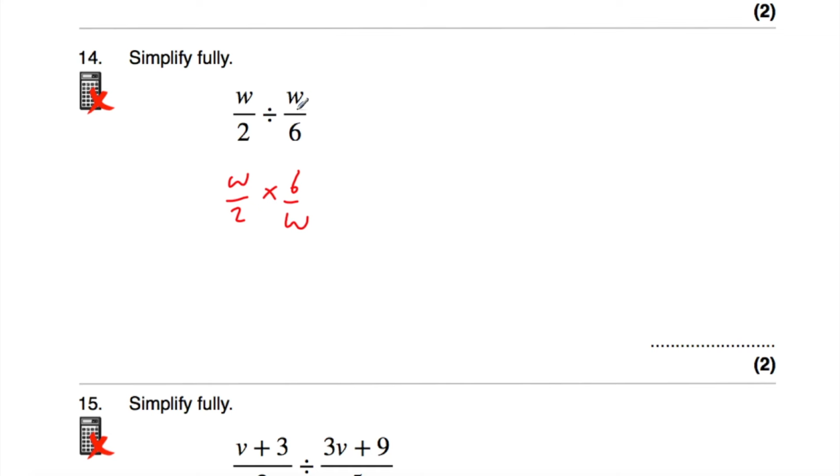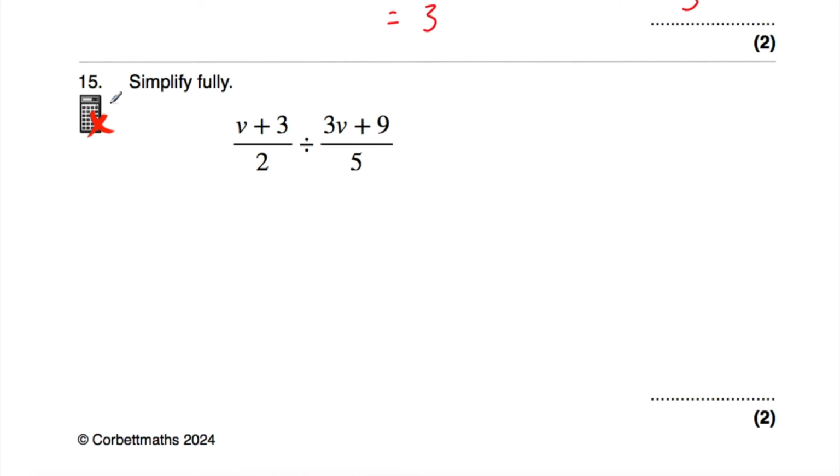Remember, just flipping over that fraction. Now we can just multiply. W times 6 would be 6w, and then on the denominator, 2 times w is 2w. And now we can just cancel this down. So we can divide both the numerator and the denominator by w. And then we've got 6 over 2, and 6 divided by 2 is 3. So the answer would just be 3. So w over 2 divided by w over 6 would be 3. And that's it.